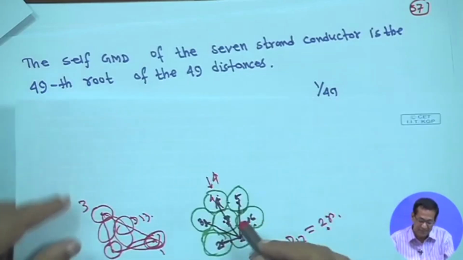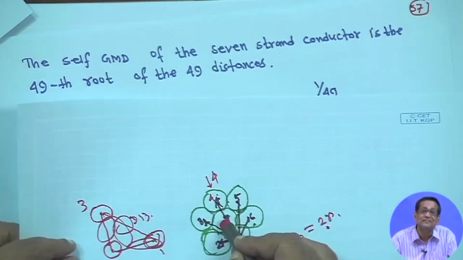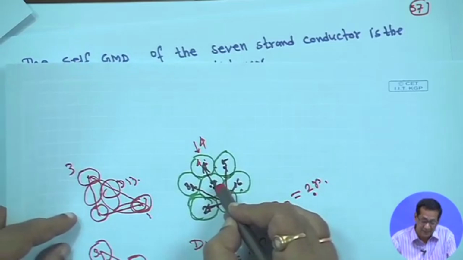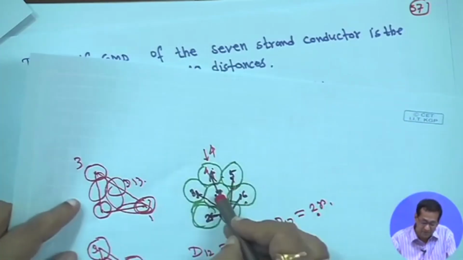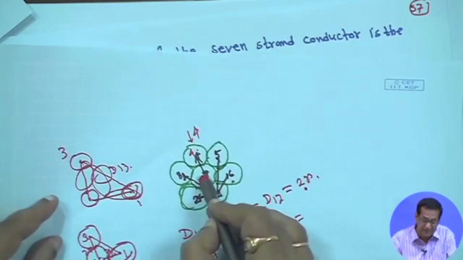d2r means this central conductor you now consider, because this is left out. The central conductor, for which we have considered r dash for everyone. Now, from the central conductor also you have to consider this distance.